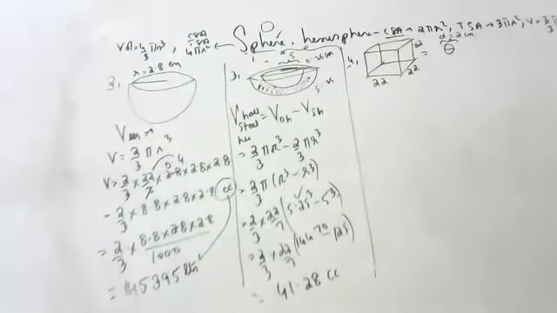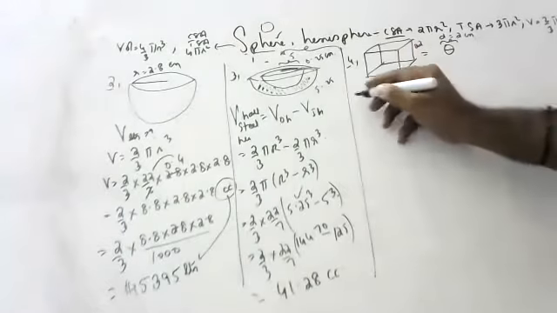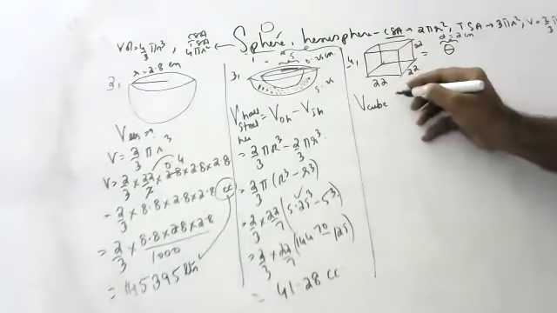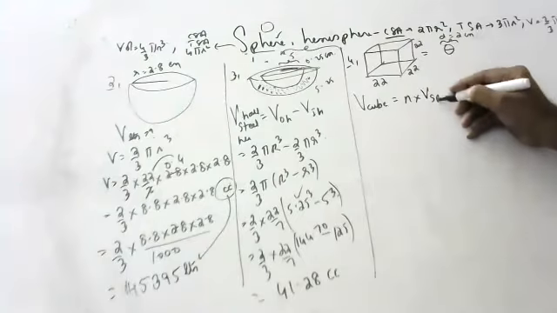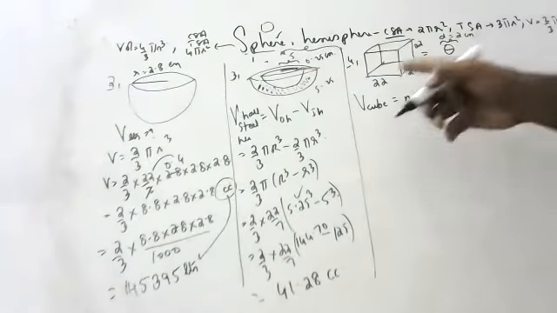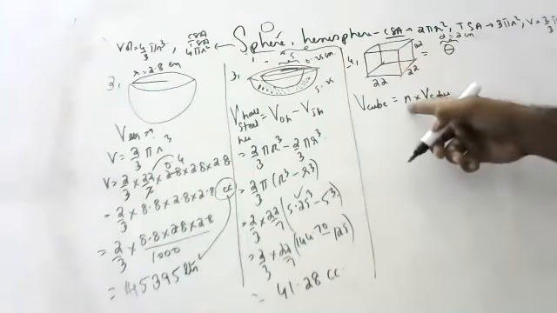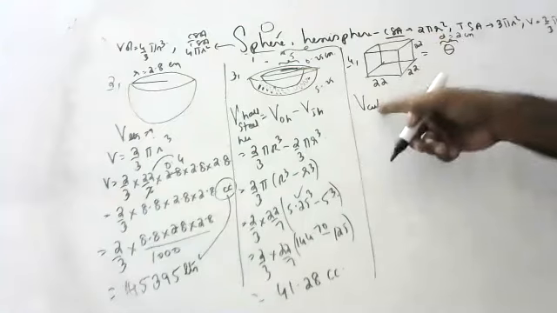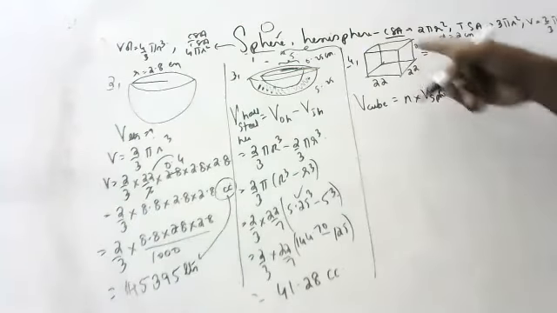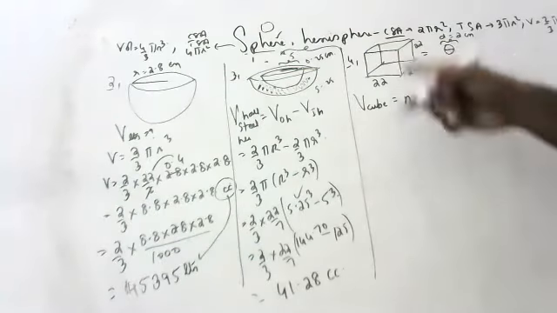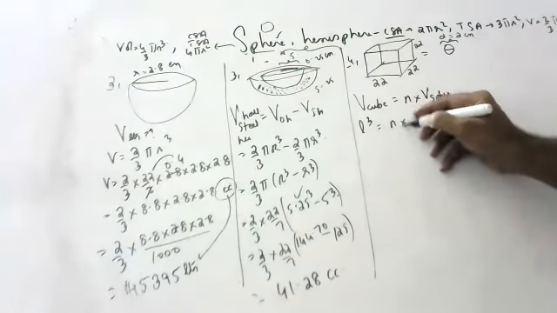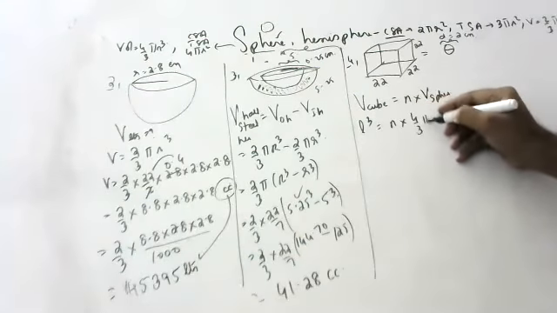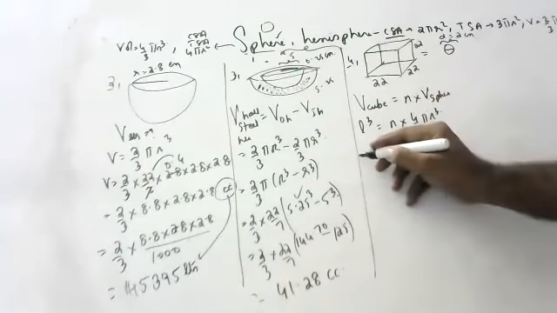We are converting volume. Volume of cube is converted into n number of bullets, so volume of cube is equal to n times volume of sphere. Volume of cube formula? L cube is equal to n into 4 by 3 pi r cube.